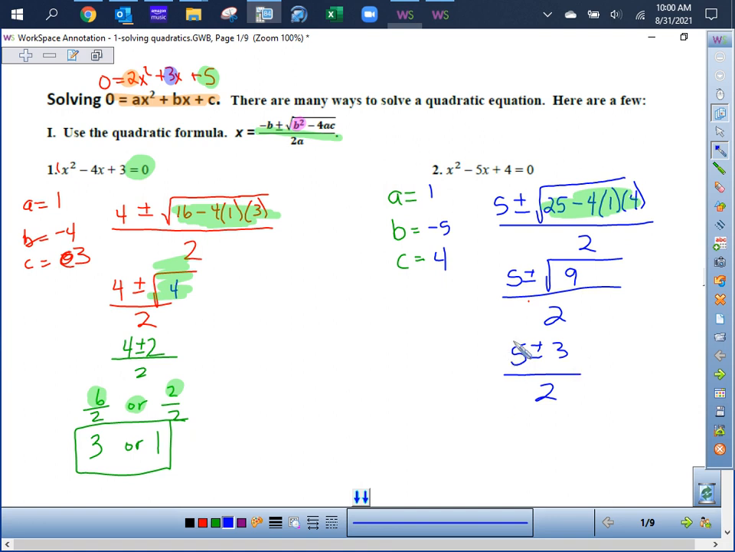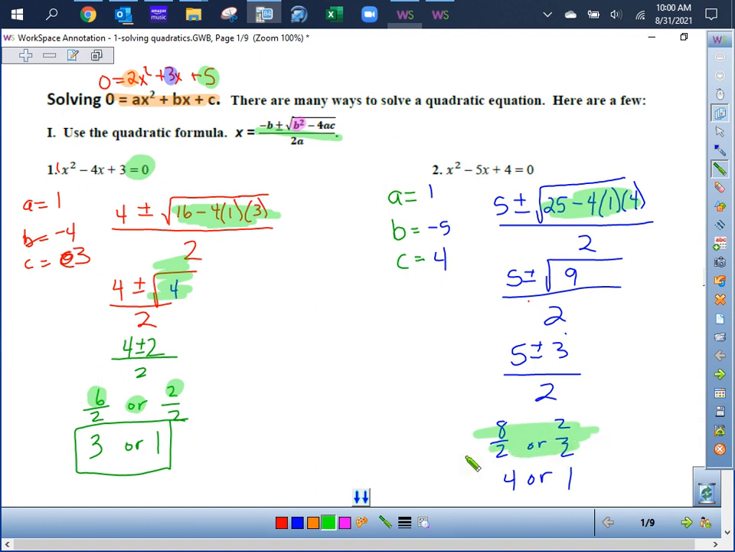Then we'll do the plus. What's 5 plus 3? 8. Put it over 2. Or 5 minus 3 is 2, over 2, and 4 or 1. I won't lie, if you can skip this step that I'm highlighting down here in green, I'm cool with that. If you can go, okay, 5 plus 3 is 8 divided by 2, and you go straight to the 4, and you go straight to the 1, I'm down with that, right? But all of this other stuff is required to be shown.